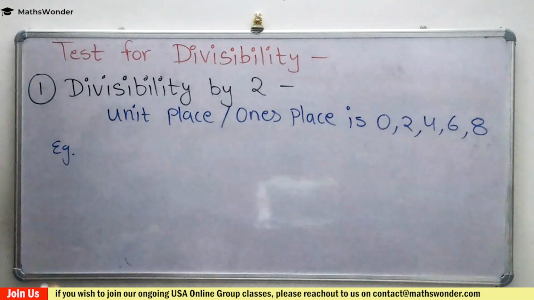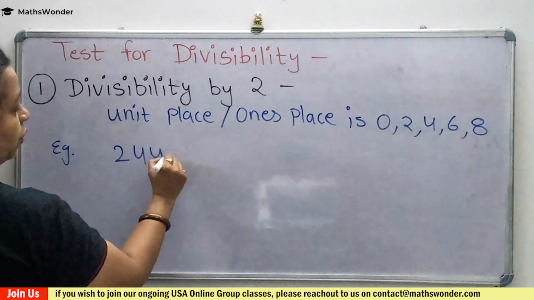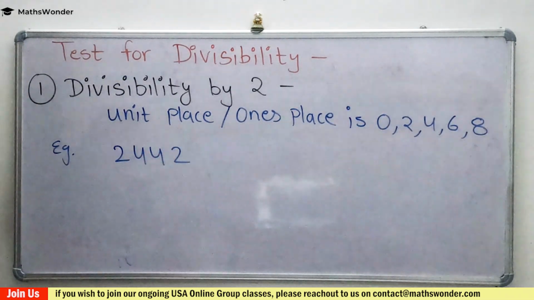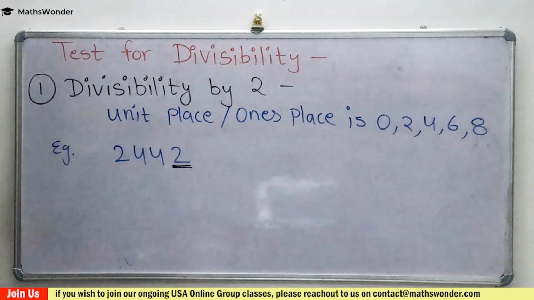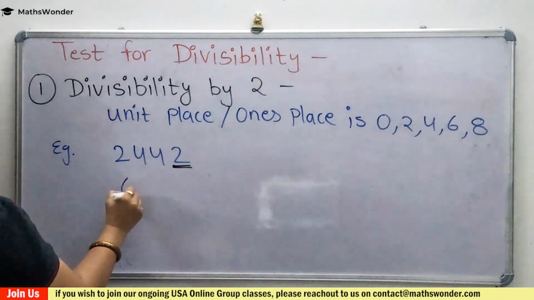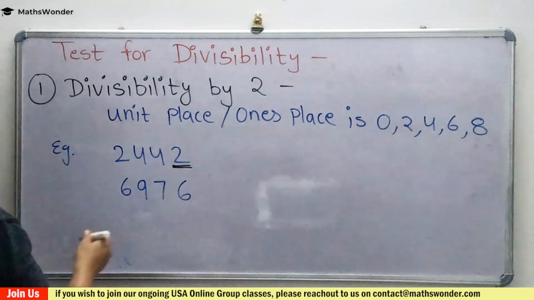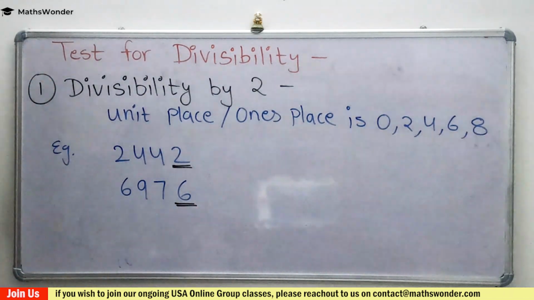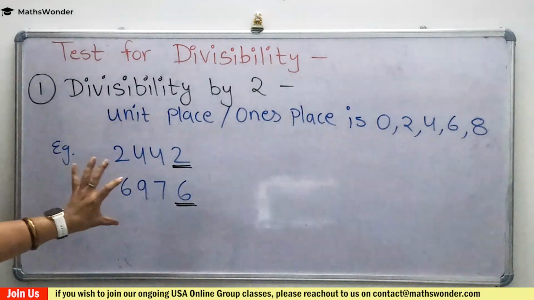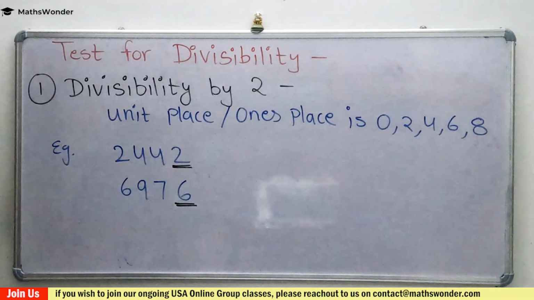For example, suppose the number is 2442. Check the ones place. What is at the ones place? 4. Look at the board. So it's divisible by 2, 100%. Okay. Suppose your number is 6976. The ones place we have is 6. 6 is an even number, so it's divisible by 2. That means the whole number is divisible by 2.